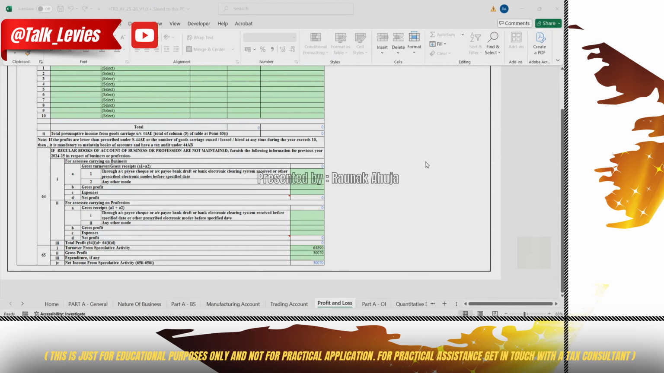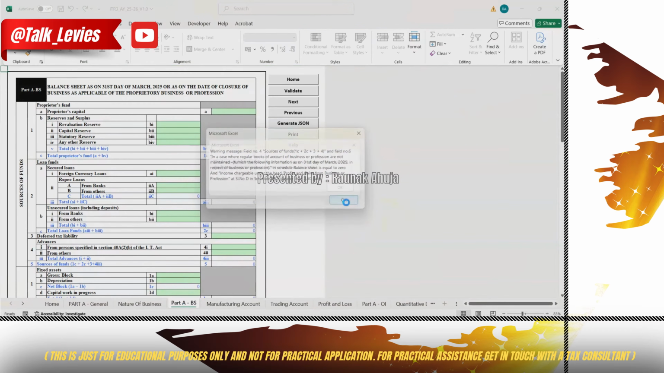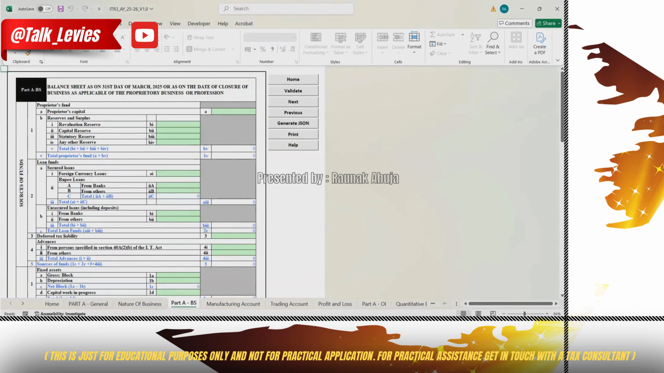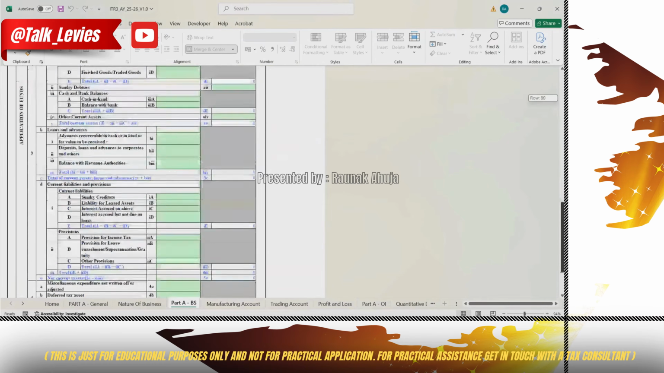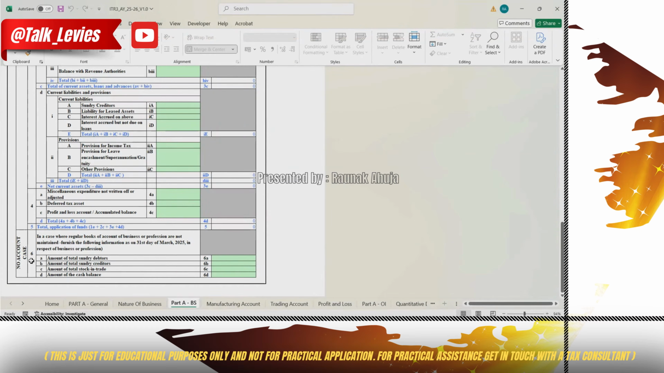After mentioning the details of the profit and loss account schedule, make sure you also fill the Part A of the balance sheet. Yes, you need to fill this out too. In case you do not maintain proper books of accounts, scroll to the bottom and make sure to fill up serial number 6. That is the amount of sundry debtors, creditors, stock in trade, and the cash balance with respect to the intraday trading business.